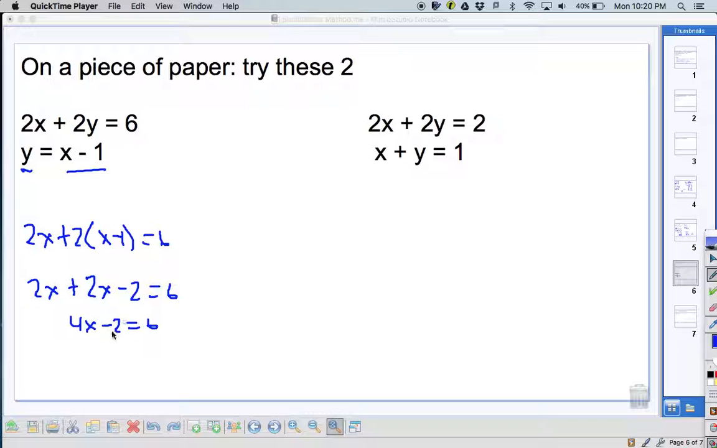This is a two-step equation. I got to move this 2 to the other side, so I'm going to add 2 to both sides. So I end up getting 4x equals 8. Divide both sides by 4, and x ends up being 2.